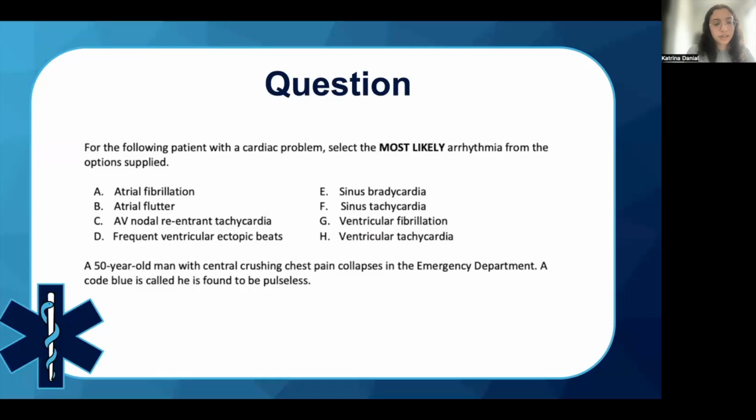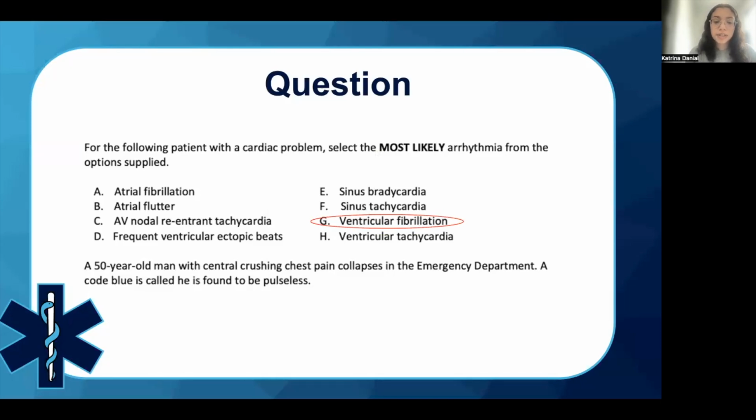This one is a bit tricky because you're probably between two options. The answer here is VFib. So I'll explain why. First of all, VFib is more likely to be pulseless. VTAC, as we said, can be pulseless, or it can be in a conscious patient who still has a pulse. So it's more likely to be VFib because VFib is always pulseless, always unconscious.